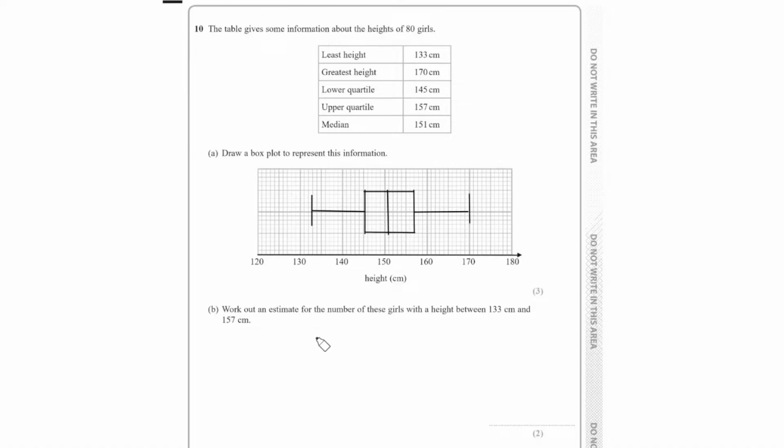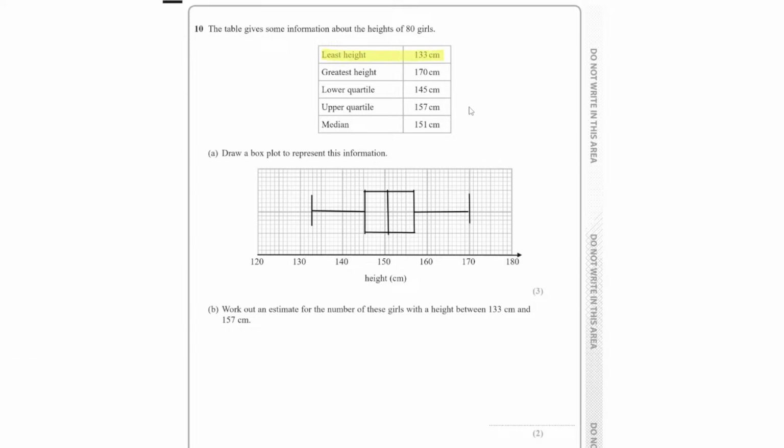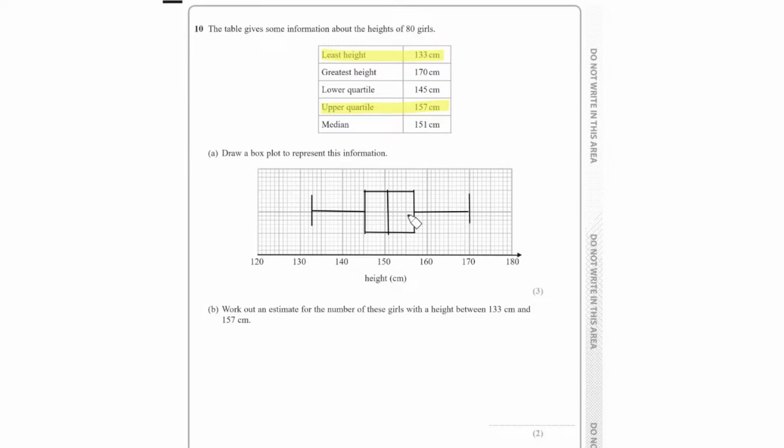Then we have a part B as well. Work out an estimate for the number of these girls with a height between 133 and 157. Now, if they ask you this question, it will always be based off numbers from the table. You see how we've got the least height, and then the upper quartile. They won't just choose random numbers because it'd be hard to figure that out, right? Because we don't know the distribution. We need to reference that the least height is like 0, isn't it? The first person or whatever.